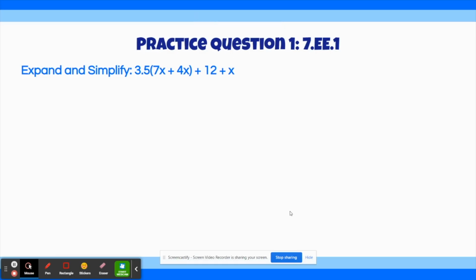Now, let's get started with the first practice problem. Okay, so practice question number 1 says, expand and simplify 3.5 times (7x plus 4x) plus 12 plus x. So now you can pause the video and solve this problem on your own, and when you're ready to see the answer, you can play the video again.